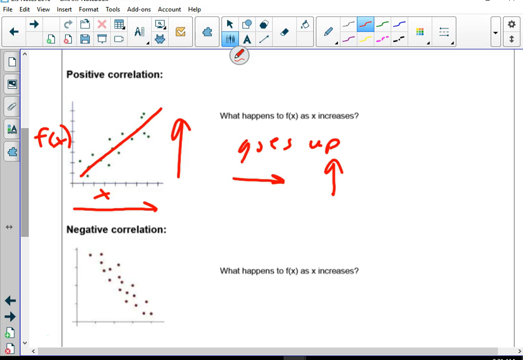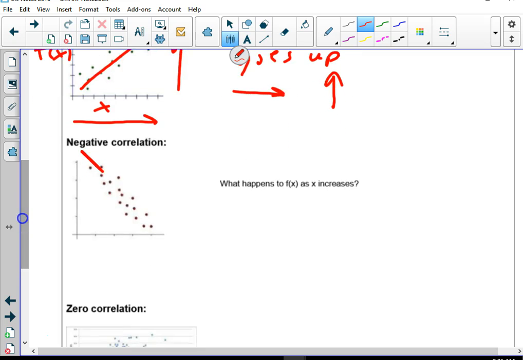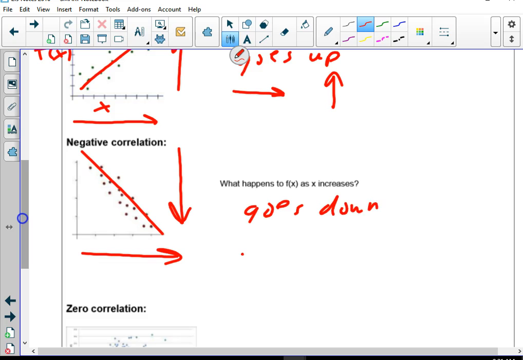Okay? Now, if we look at the next one, kind of find our line somewhere in the middle of that cloud. As x increases, what happens to y? It goes down. So as x increases, this is x, that's y, as x increases, y decreases.